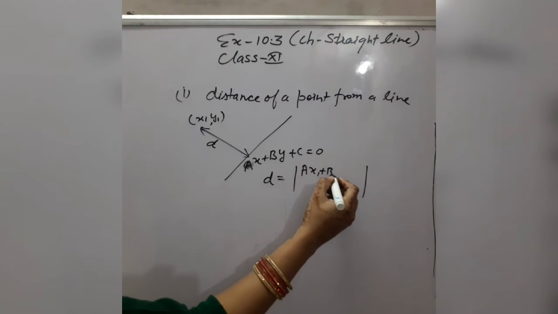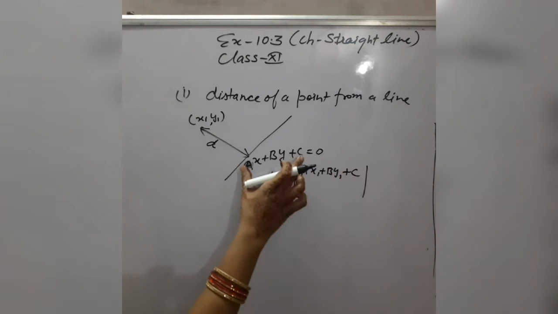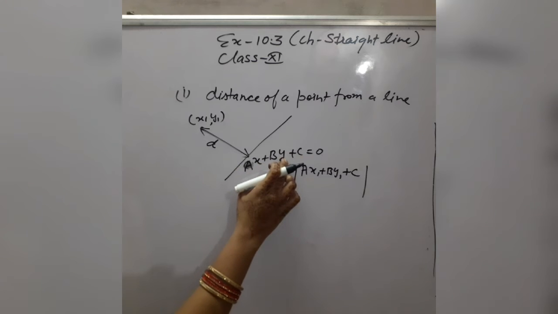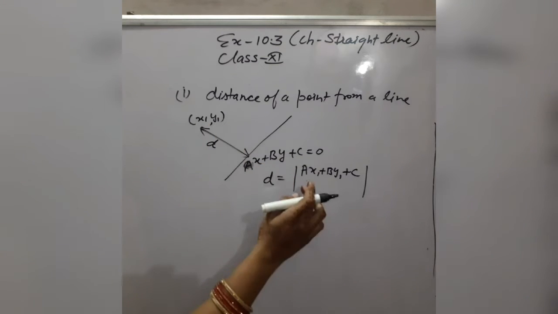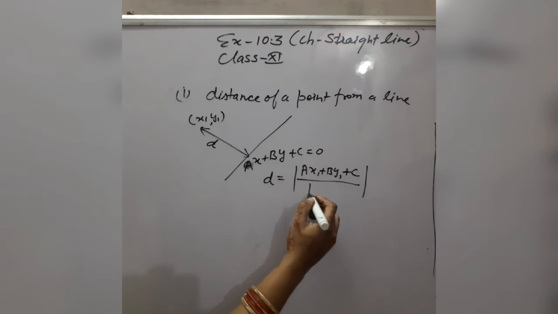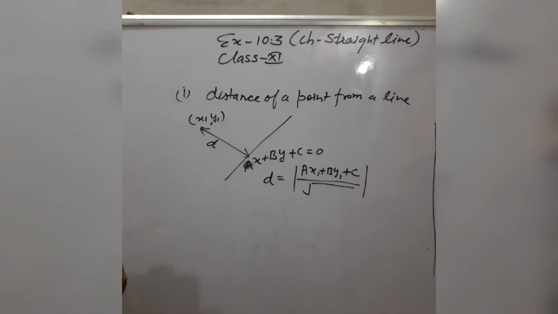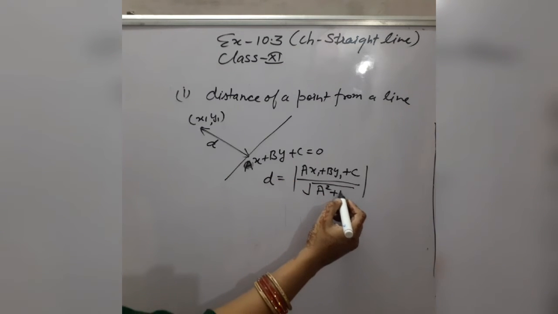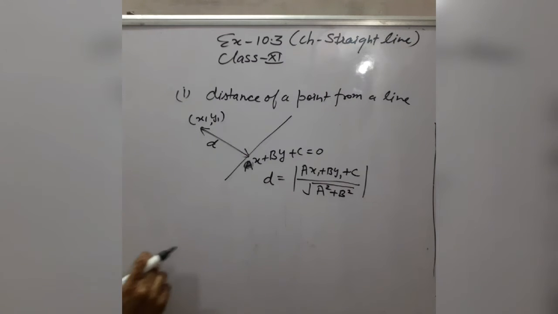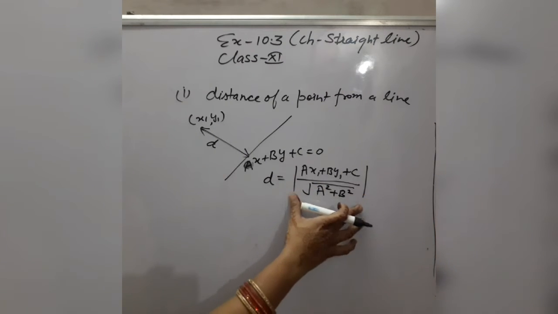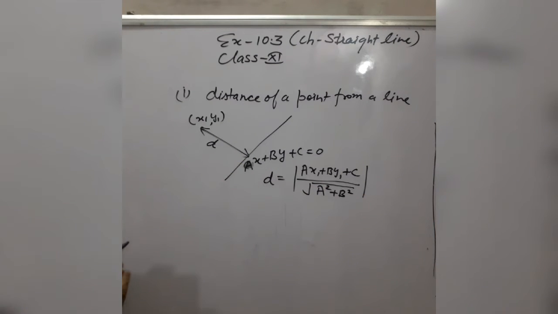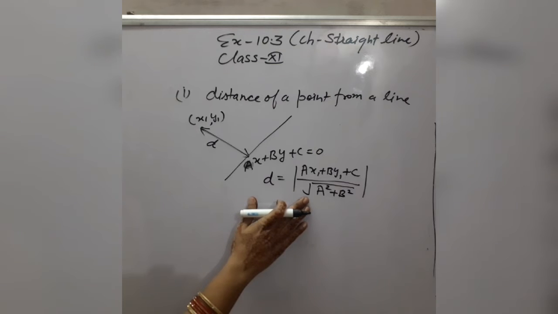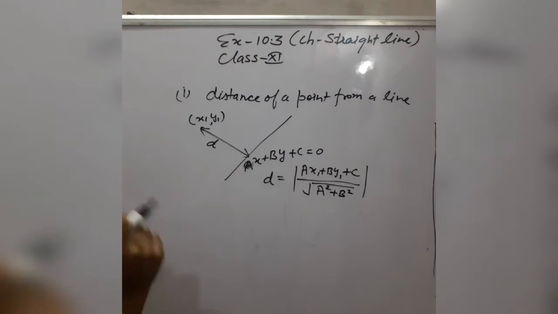ax1 plus by1 plus c, meaning in the given equation, in place of x and y, write down the coordinates of this point x1, y1, divided by the root of the sum of squares of the coefficients of x and y, meaning root of a square plus b square, and we will take the mode of this because distance is always positive. So this gives you the value of the distance of the given point from the line.